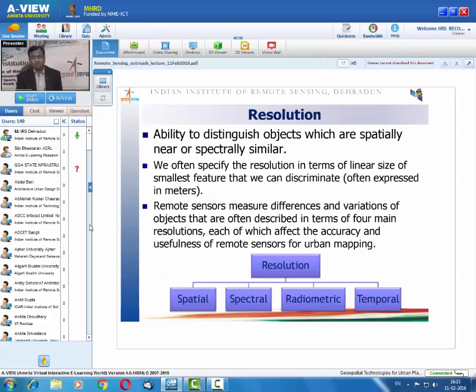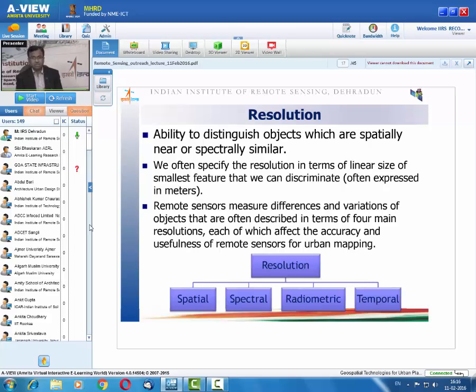Now let us go further and try to understand from the urban planning point of view, because often people in the urban planning fraternity always need to know what kind of data should I use, what kind of resolution should I use. Suppose a particular kind of plan is to be prepared, what kind of data is required. So the resolution in that context is very, very important.